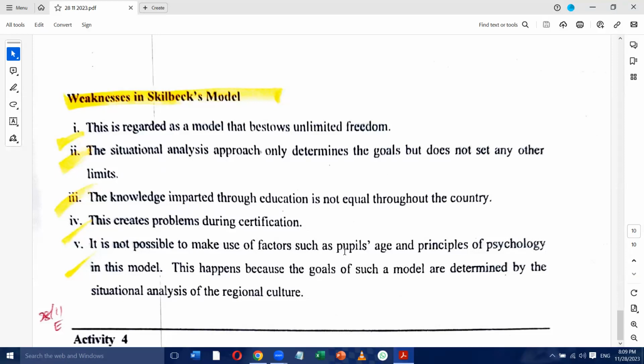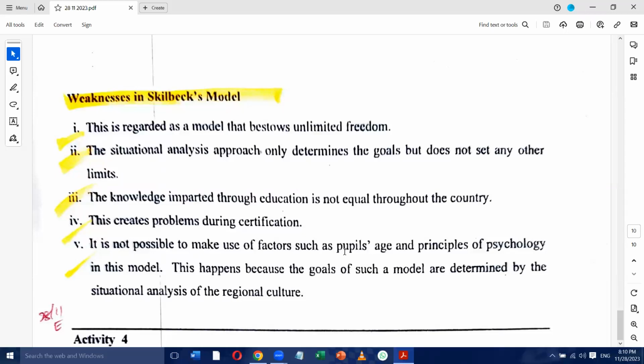That is another one. If we ask a person or a team of experts, a team of teachers or anybody, to prepare a curriculum using the skill-based model, it gives ideas from the society because it is based on cultural or situational ideas. So it will give you unlimited freedom. As you wish, you will include everything or you will exclude everything.